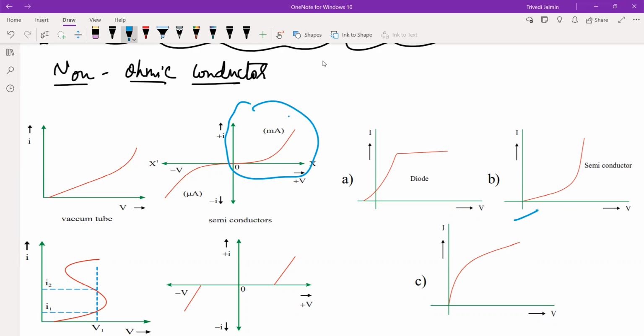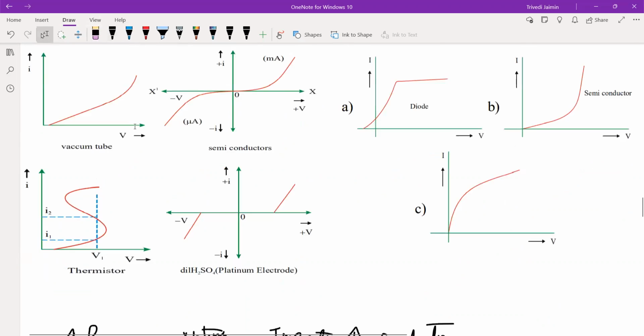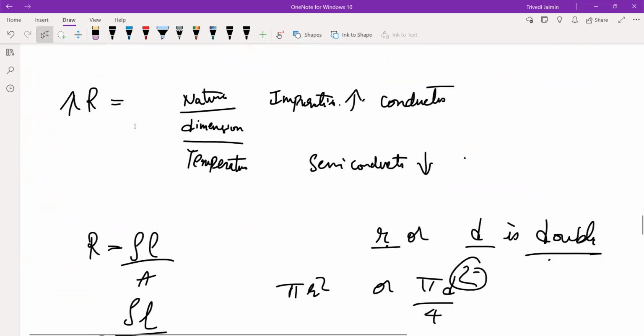See, semiconductors we have a separate chapter, we'll study in detail. This is most important, actually. So resistance depends upon nature, dimension, temperature. Impurities are directly proportional to resistance. If impurities increase, resistance of conductor increases. But for semiconductor it is reverse.